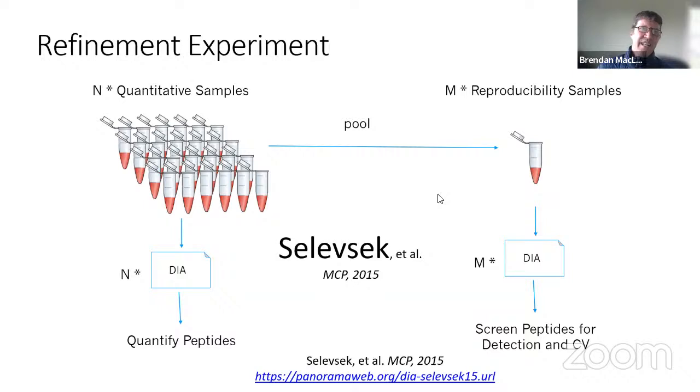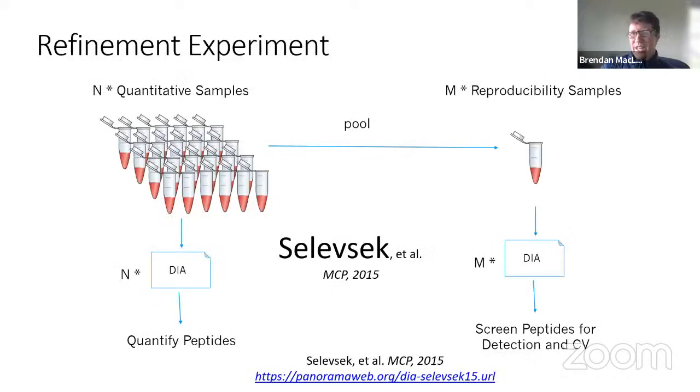So then, as Olga described, there's a refinement experiment that was done by the Selevsec team, where they didn't necessarily expect it to be a refinement experiment, but we used it as one. They did these reproducibility samples, 8 of them, and they just used pooled sample and ran DIA on it. And then we can use that to screen from our big library down to what we think we have a hope of detecting in this sample, and we can apply certain criteria there.